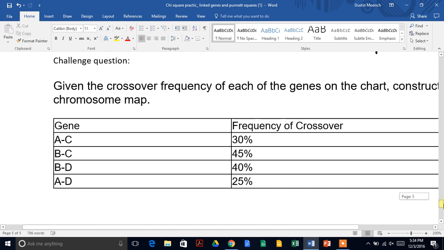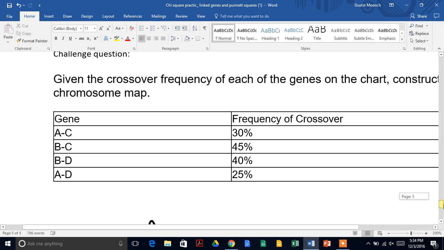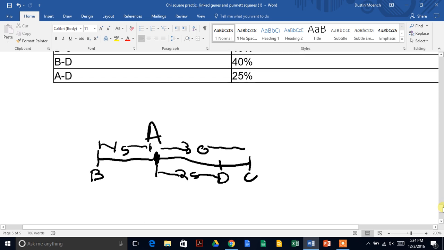Last, given the crossover frequency of each of the genes in the chart, construct a chromosome map. Here are our crossover frequencies. We need to remember the greater the crossover frequency, the farther apart they are. So these equal map units. So we're going to construct a chromosome map. So we're going to construct a make-believe chromosome.